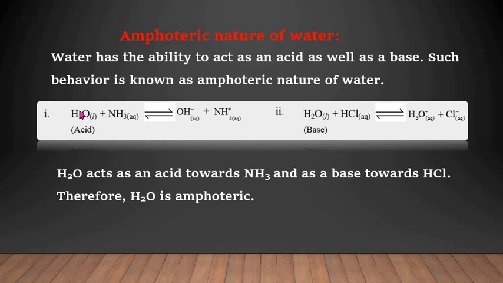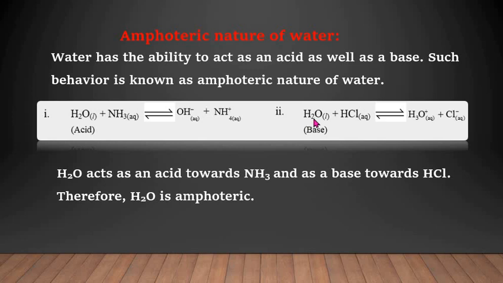By donating a proton H plus, it is converted into OH minus, and it donates the proton to NH3. NH3, by accepting the proton, acts as a base. So whenever we react water with a base, it acts as an acid. In another reaction, whenever we react water with HCl, that is an acid, it acts as a base. Here there are 2 H, here there are 3 H.